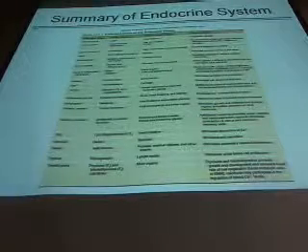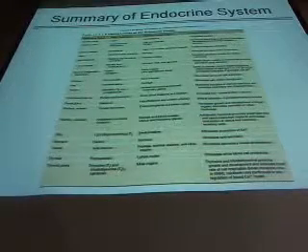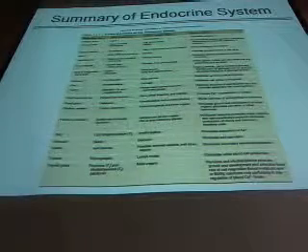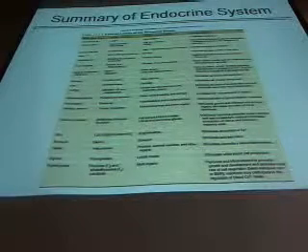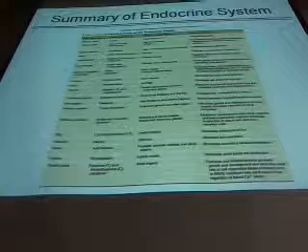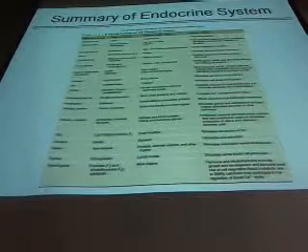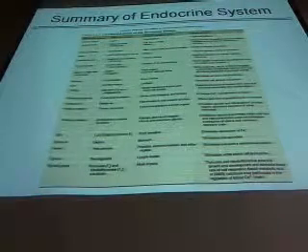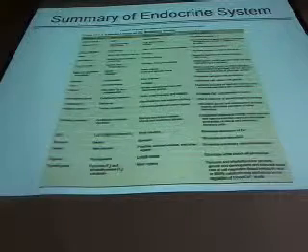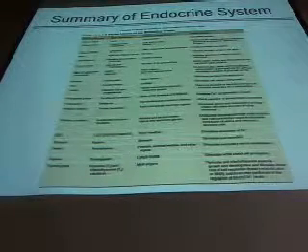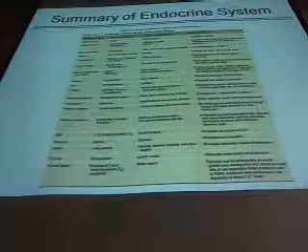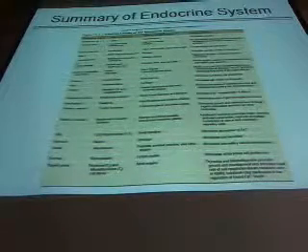Skin, vitamin D. And vitamin D works with calcium, absorption of calcium in the small intestine. So your skin is actually an endocrine organ. Stomach, gastrin. Gastrin is secreted. It activates the gastric juices.